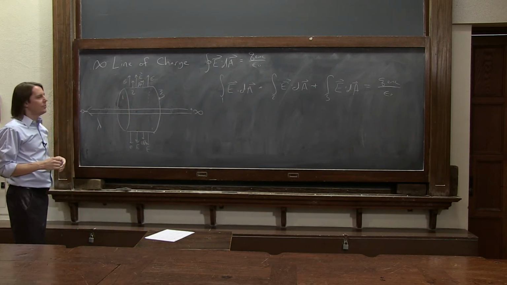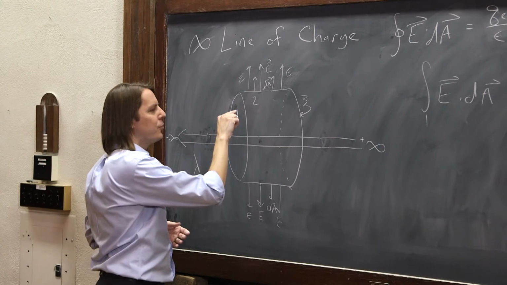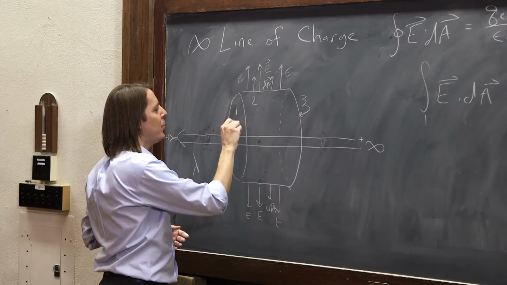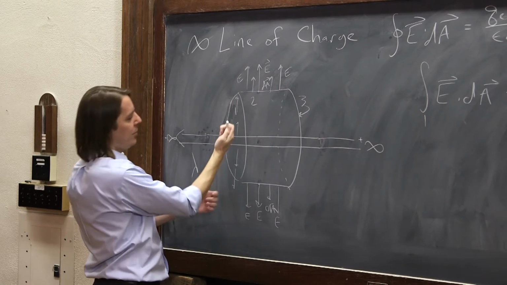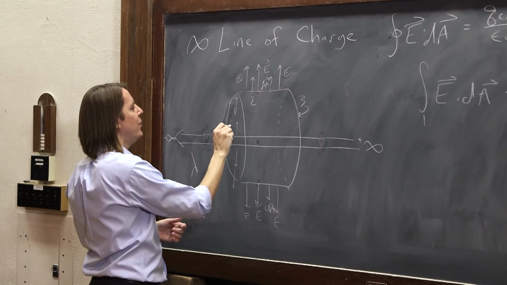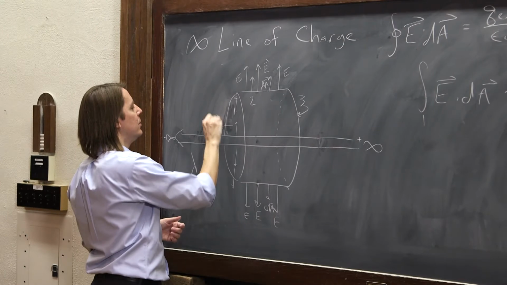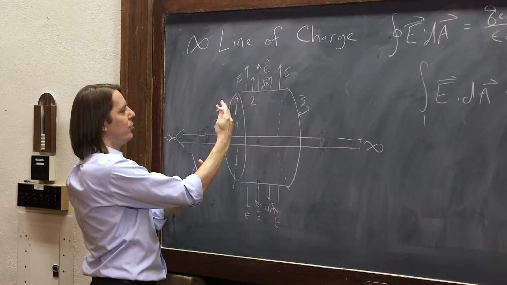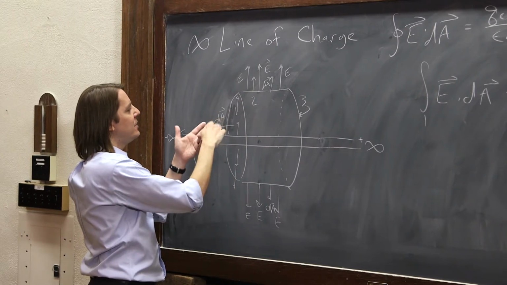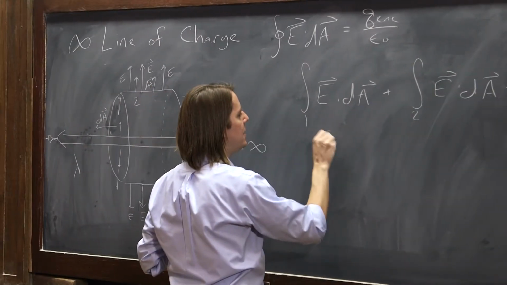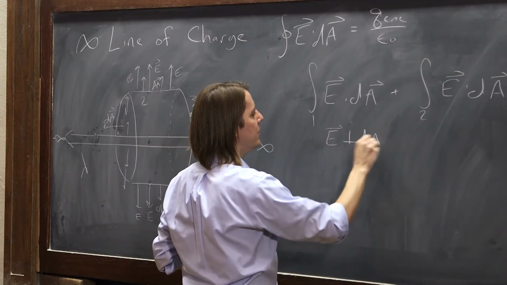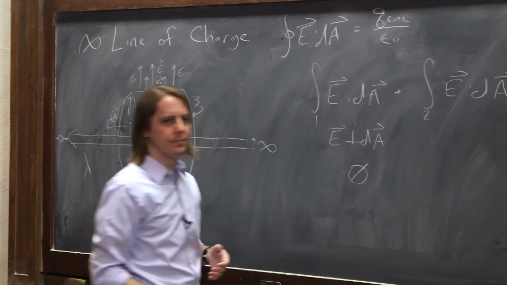So let's look at each surface. Well, we know for surface 1 that the E field, no matter where you go, always points radially out. Here up, here down, out of the board, etc. And we know that the dA always points to the left because that's the closed surface. We want the A's to come out. So basically dA and E are perpendicular. Okay? So E is perpendicular to dA. So that one is 0.